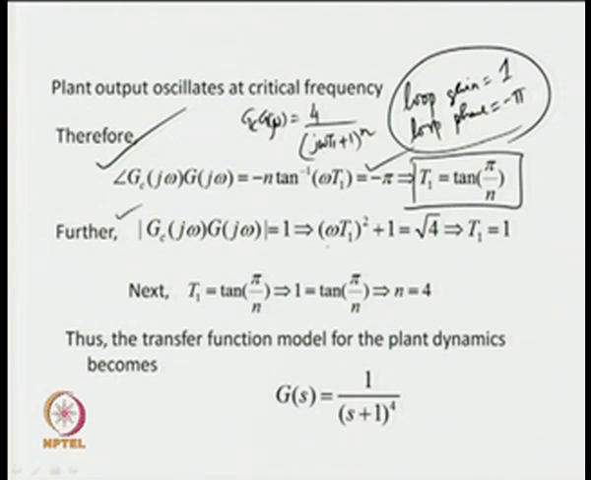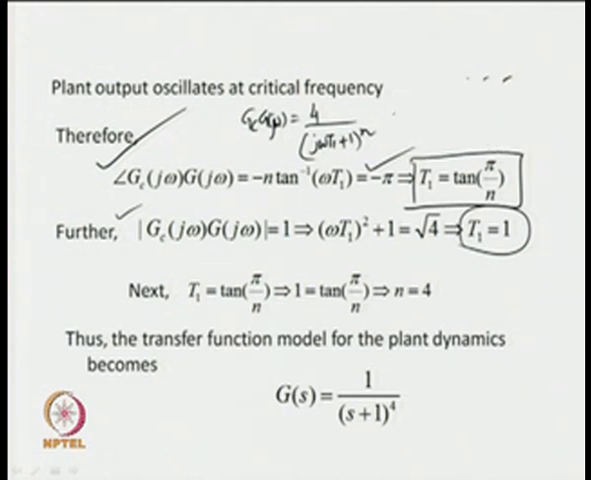Using that condition, we get the square root of (omega T1 squared plus 1) equal to root 4, which gives us T1 as 1. How do we find the loop gain? The loop gain magnitude |G_c G(j omega)| is equal to 4 upon (omega T1 squared plus 1) to the power n by 2. Using that, we can easily find the expression, and again we get this magnitude to be equal to 1, loop gain is equal to 1.